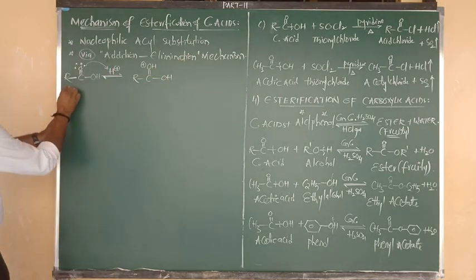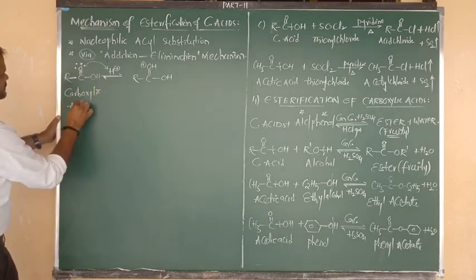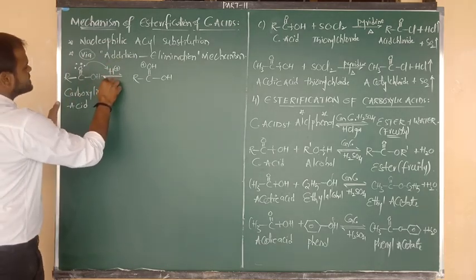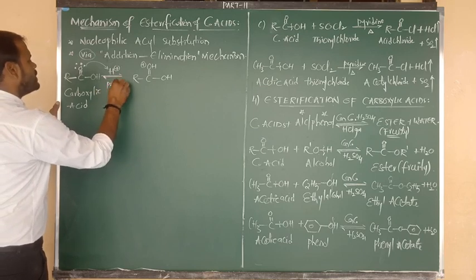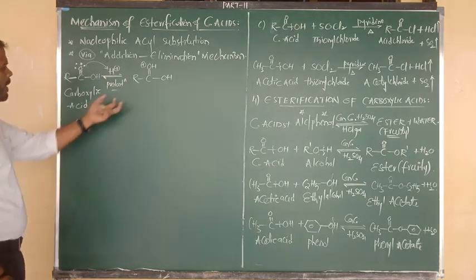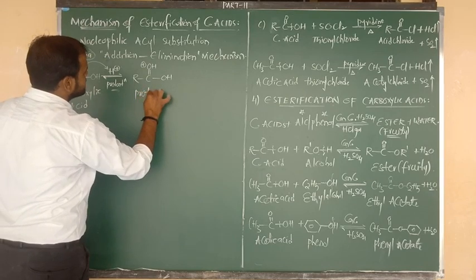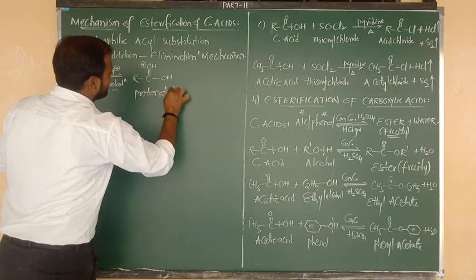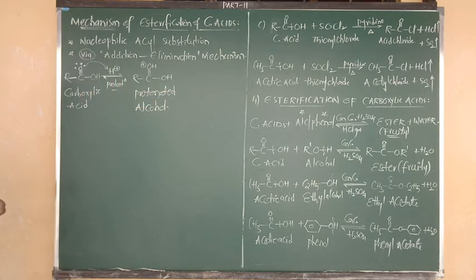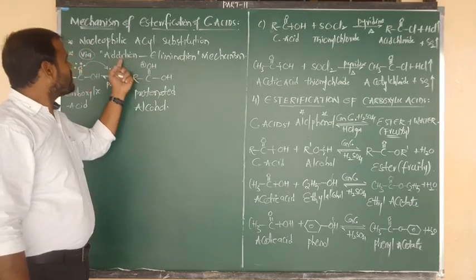So what is the name of this compound? The name of this compound is carboxylic acid. It undergoes protonation, proton addition takes place. So for step 1, I am going to mention protonation. Upon protonation, carboxylic acids change into the product, which is known as protonated alcohol. Protonated alcohol is the name of this product.